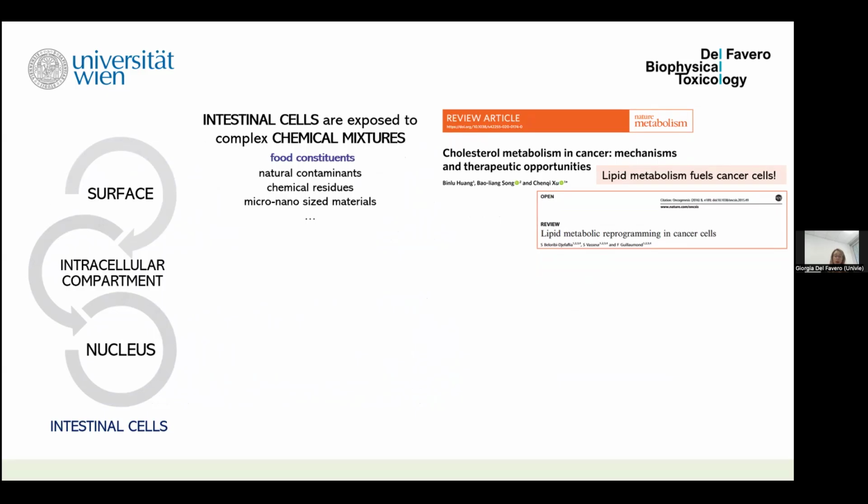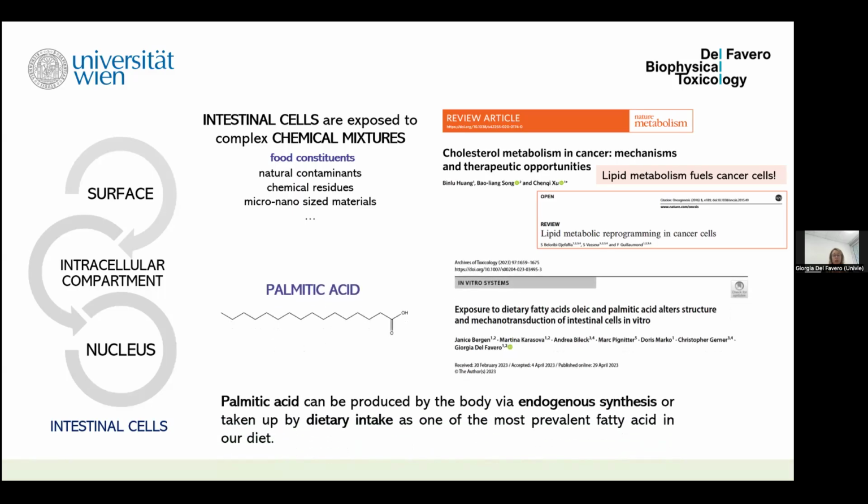We saw it also in our ovarian cancer cell models that within 1 hour exposure to shear stress, they activate, for instance, cholesterol metabolism. So lipid metabolism is tightly linked to cancer progression. So for this study, we decided to focus on dietary fatty acids. And these are among the most prevalent fatty acids in our diet. And these are the palmitic acid and the oleic acid.